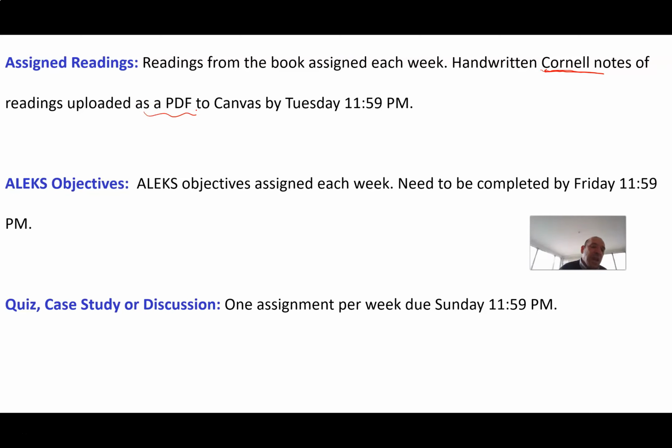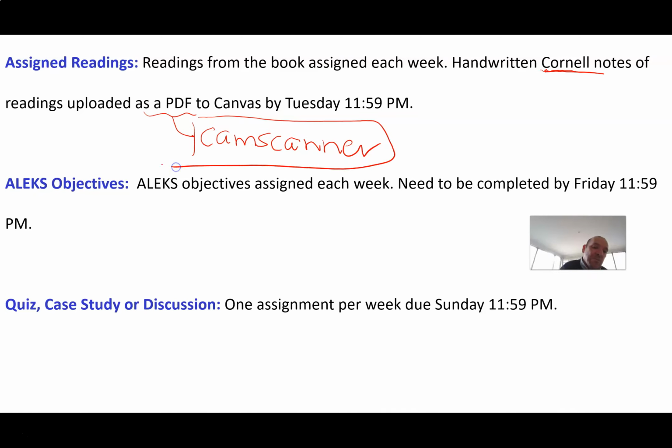and upload to Canvas. So just a little bit of info about scanning as a PDF if you haven't done it before. Basically all this means is taking a photo of them with your phone and then saving them as a PDF, and I like to use the app Cam Scanner to do this. And I posted a link to a video that explains the process. If you've got any difficulties in doing this, if you've never done it before, just reach out to me and I'll try and guide you through the process, or give you some resources to help guide you through the process.